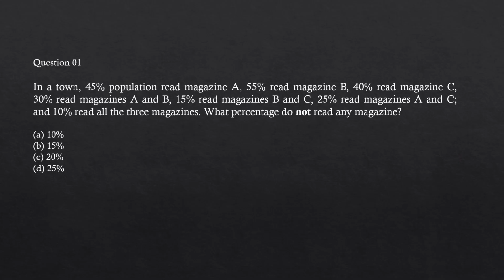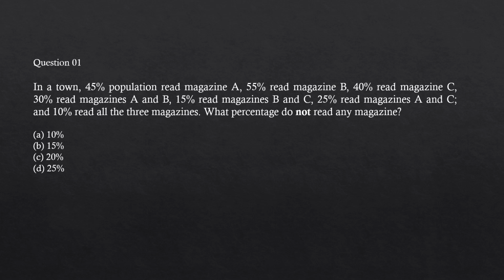Question number 1. In a town, 45% population read magazine A, 55% read magazine B, 40% read magazine C, 30% read magazine A and B, 15% read magazines B and C, 25% read magazine A and C, and 10% read all three magazines. So please read carefully: what percentage don't read any magazine? And we have options 10%, 15%, 20% and 25%.